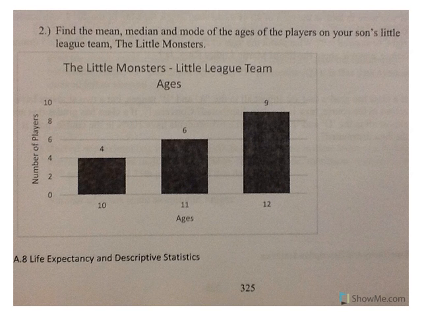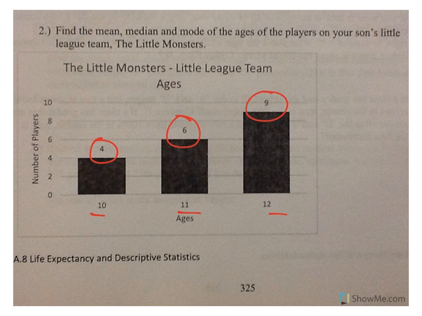Let's look at another problem. Find the mean, median, and mode of the ages of the players on your son's Little League team, the Little Monsters. That's a great name for that team. So the way this is set up, we have three ages: 10, 11, and 12. We have 4 people who are 10, 6 that are 11, and 9 that are 12. So you can find the mean, median, and mode based off of this graph. If it's confusing to you, which there's nothing wrong with that, you can go ahead and type them up. Let me show you what that would look like.